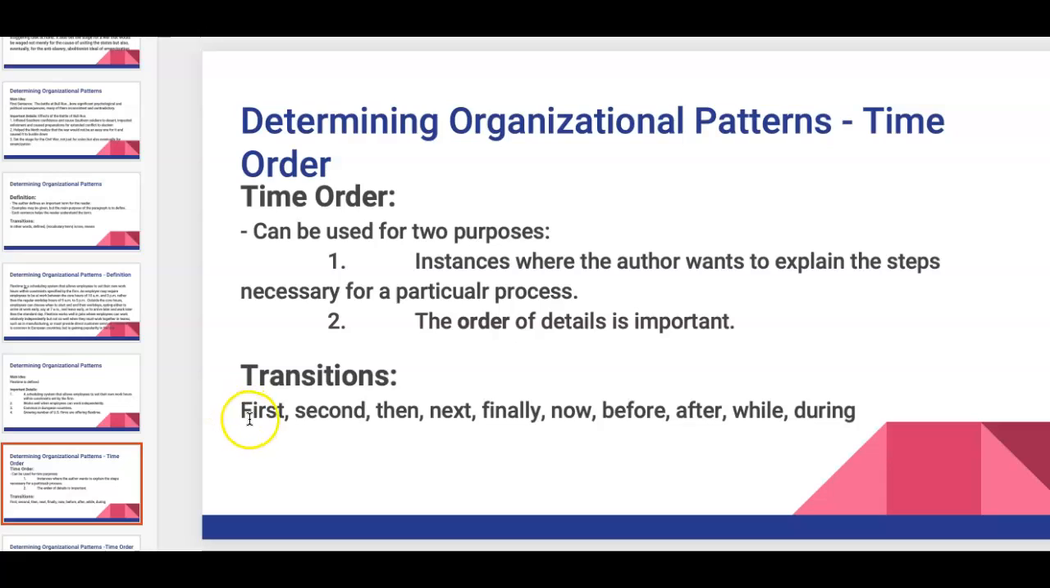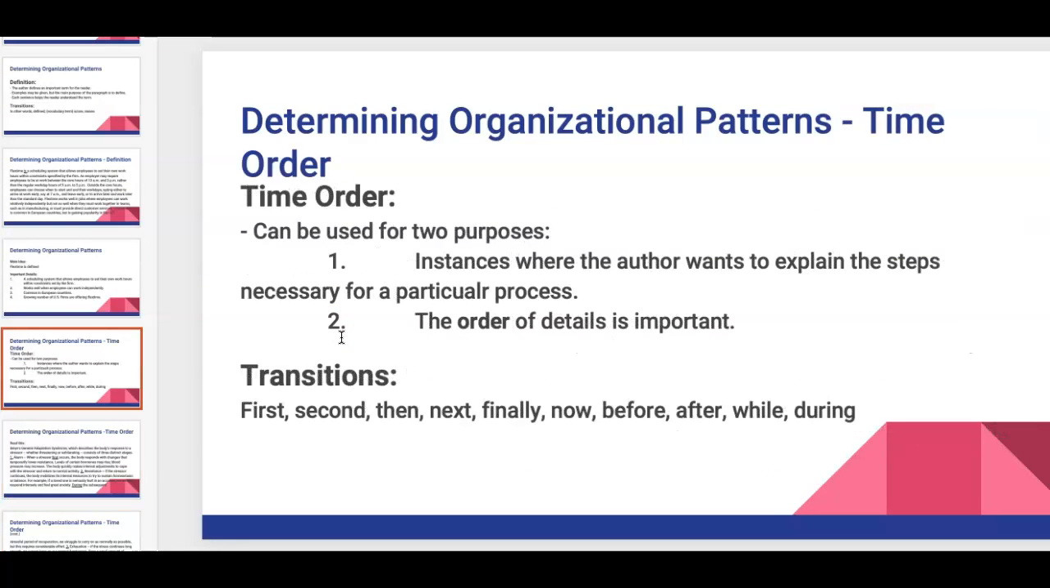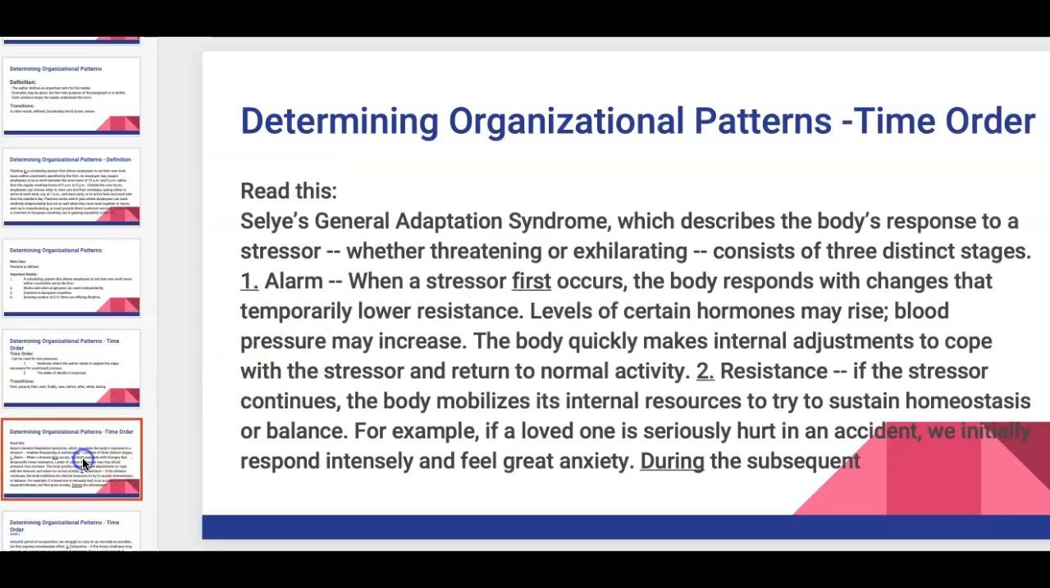Transitions seem obvious. First, second, then, next, finally, now, before, after, while, during. Any of those is a signal that you've got a paragraph with time order in it. And here's our paragraph. Sorry about that.